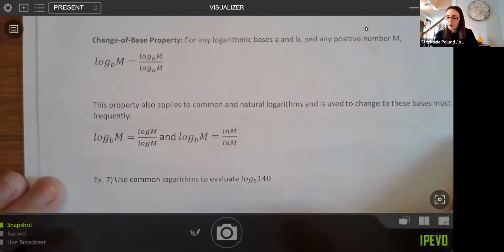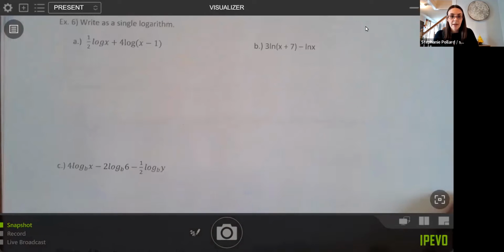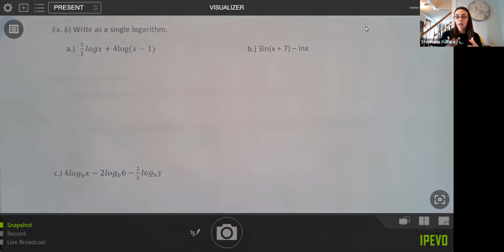All right, let's do a couple more with the same sort of strategies here, kind of putting them back together as a single log. And we're just kind of getting a little bit more complicated here and there. So bringing in more properties, more steps. And you really just want to take your time.